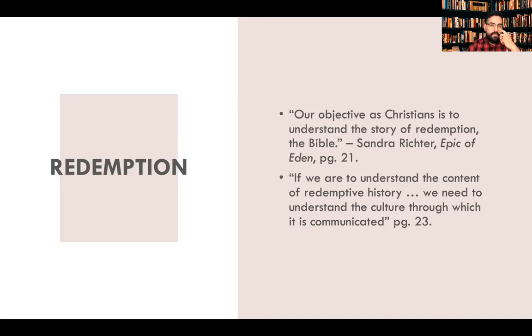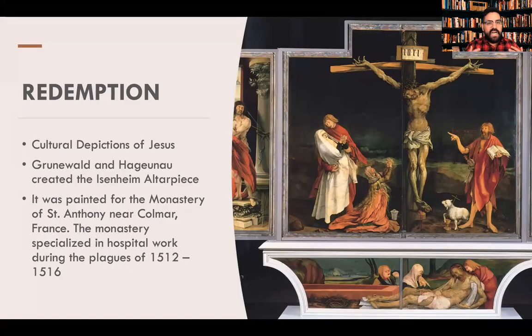There are going to be a few pieces here that we do need to understand when we talk about the text and what's going on in the story of Scripture. As we talk about these things, I want to give a couple of examples. One of them is these cultural depictions of Jesus. On the next slide there's a painting by Grunewald and Hagenau who created this Isenheim altarpiece. What's represented on the cross is Jesus hanging on a cross, but if you pay a little more attention to his body, you'll notice these little specks and his hands that have become crippled.